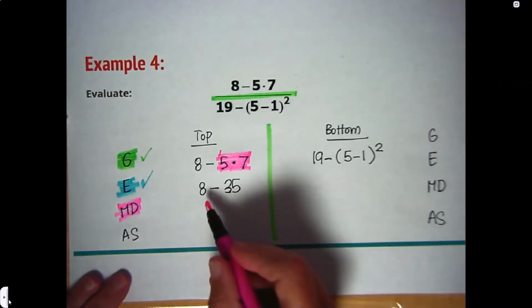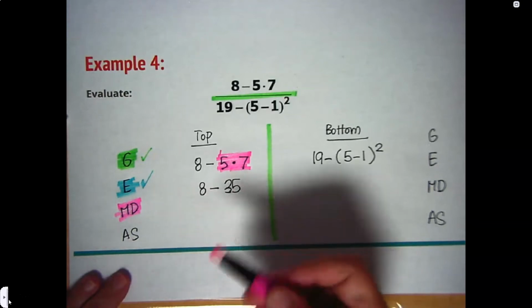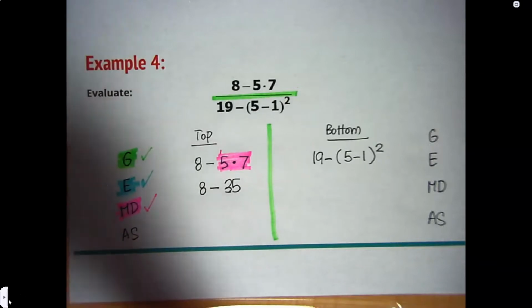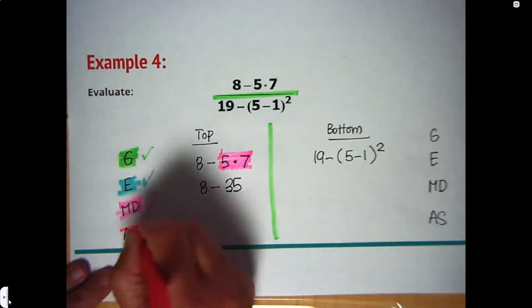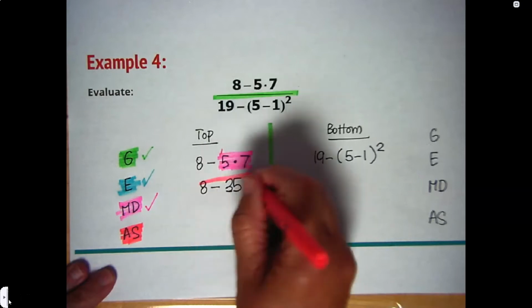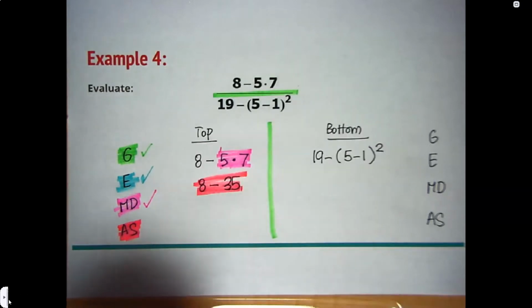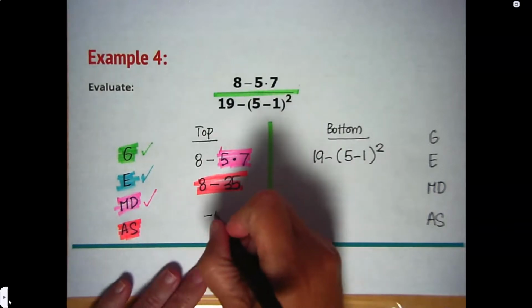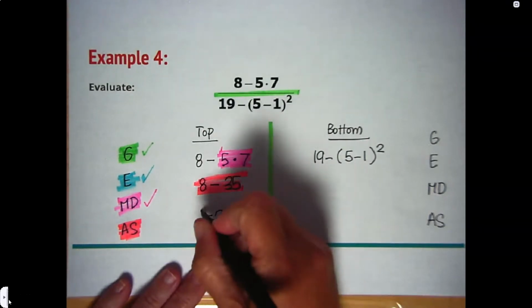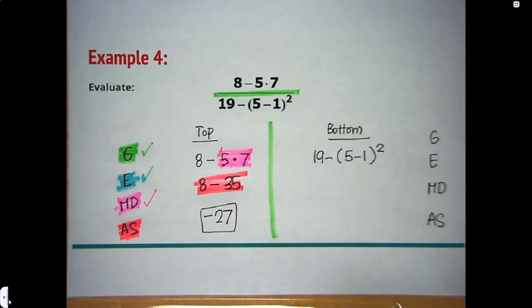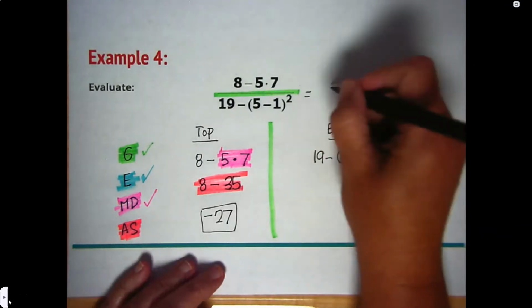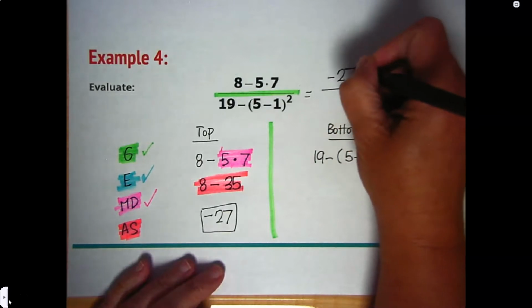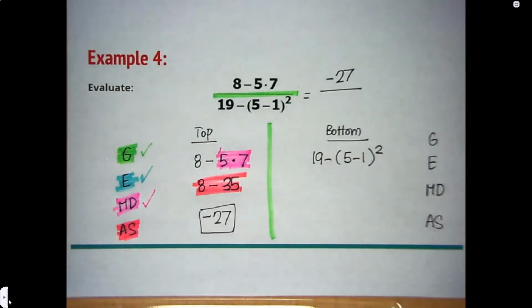Okay, no more multiplying or dividing in that problem. It's just 8 minus 35. So my last step will be to add or subtract. And in this case, there's only one of those to do. 8 minus 35 is a negative 27. So negative 27 is the value, but just for the top. So again, come up here, put your fraction bar, and on the top, put that answer that you just got, negative 27.